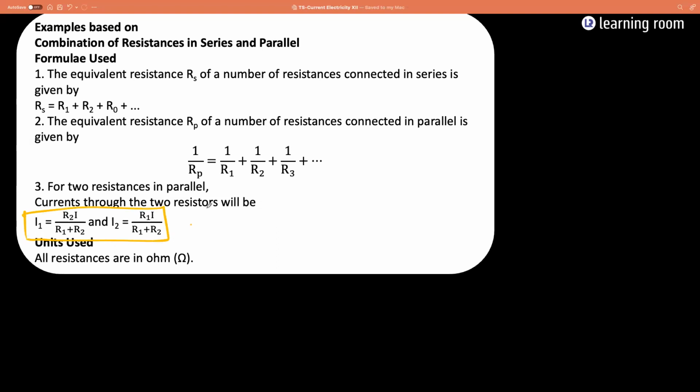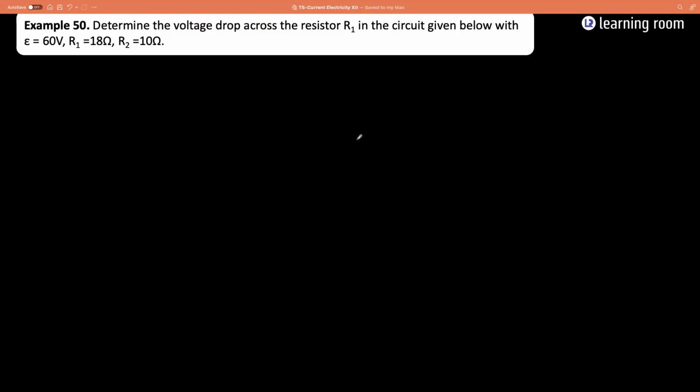Slowly I'll tell you how to do it. So you know these formulas, right? When resistors are connected in series, it's exactly the reverse of what happens in capacitors. Resistors connected in series, the resistances will get added. For parallel, 1 by Rp is equal to 1 by R1 plus 1 by R2 plus so on until 1 by Rn. Having said this, let's try this problem.